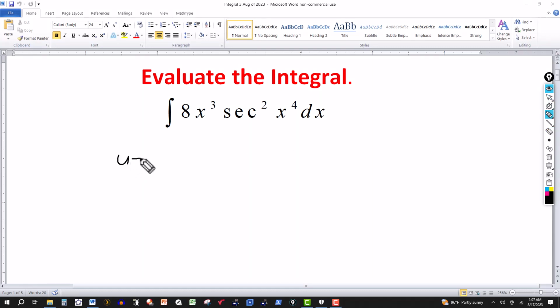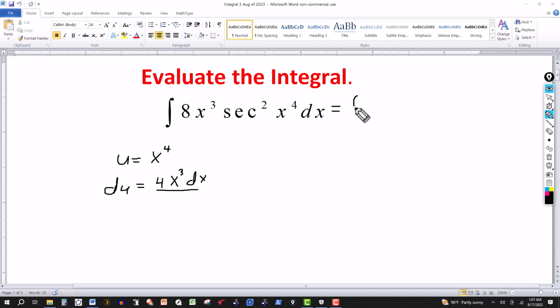I'm going to let u equal x to the fourth. So du is 4x to the third. That's the derivative of x to the fourth. And of course I have the dx here. So this tells me then I can solve this for dx and make a substitution over here in the integral. I want to convert this to an integral involving the variable u.